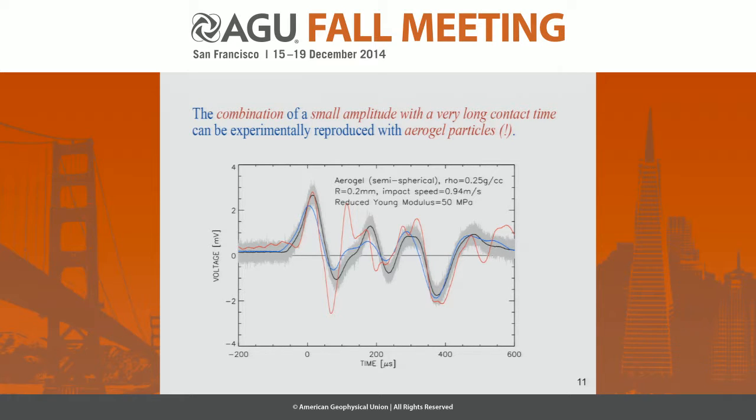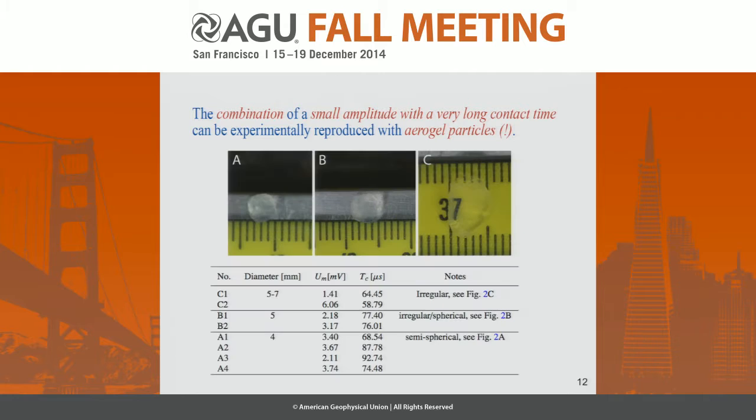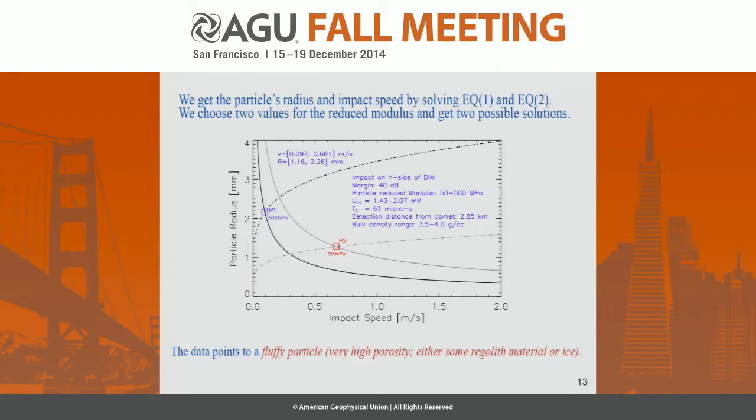So, small amplitude and very long contact time. The signal I just showed you in the previous slide corresponds to the last block of the table, but we also did experiments with other aerogel particles. For example, in the case of the signals from the previous slide, we have a more or less spherical particle, but we also used a fairly irregular and a very irregular particle, and just by chance the very irregular particle in the third part of these pictures has very similar values to the particle we detected with DIM.